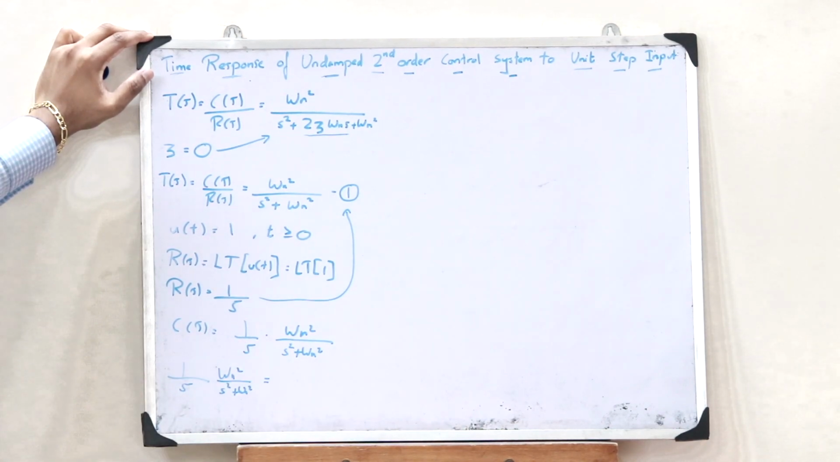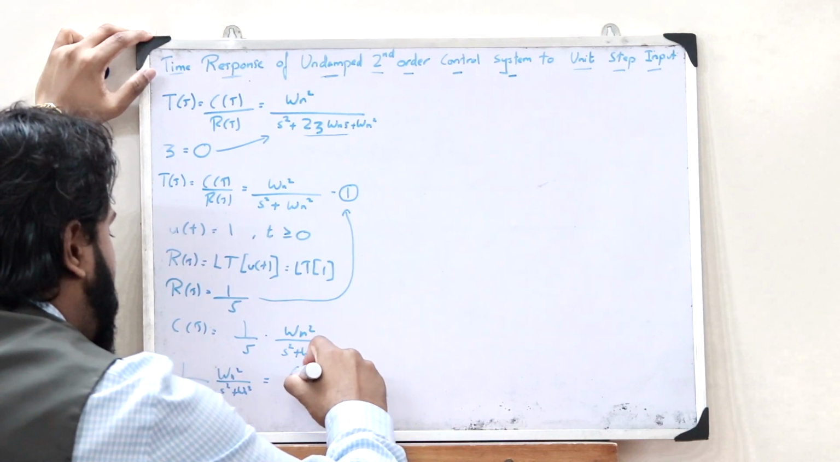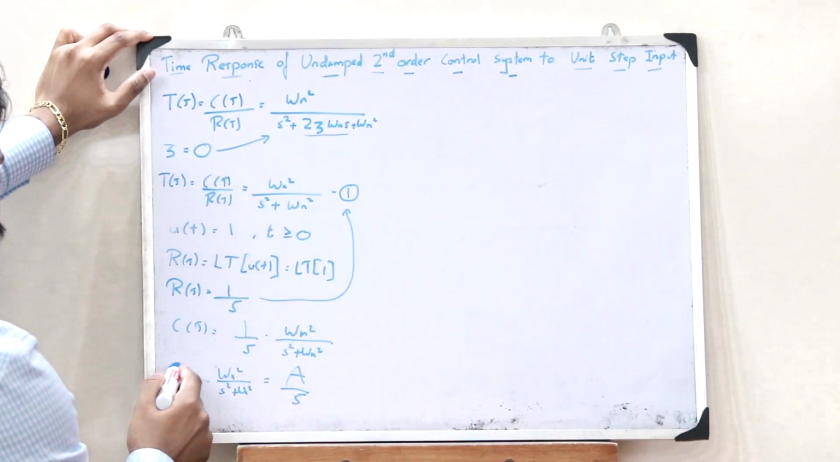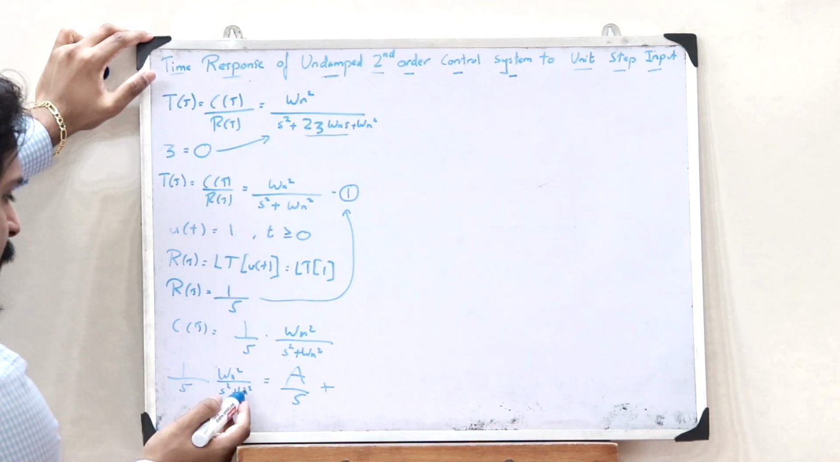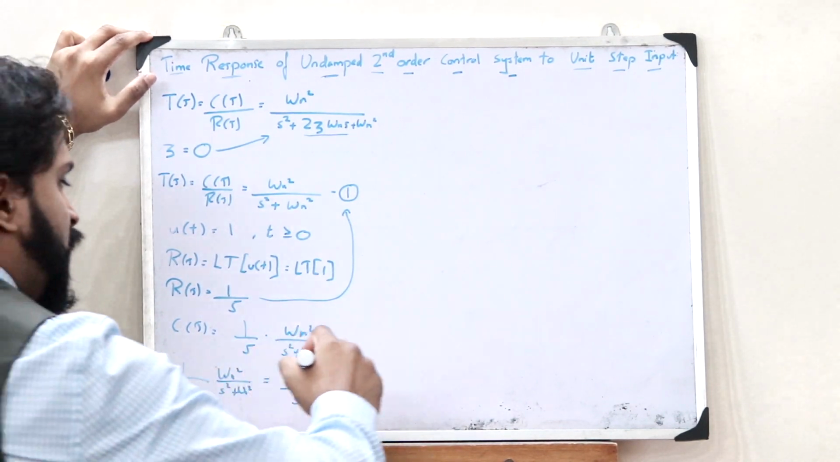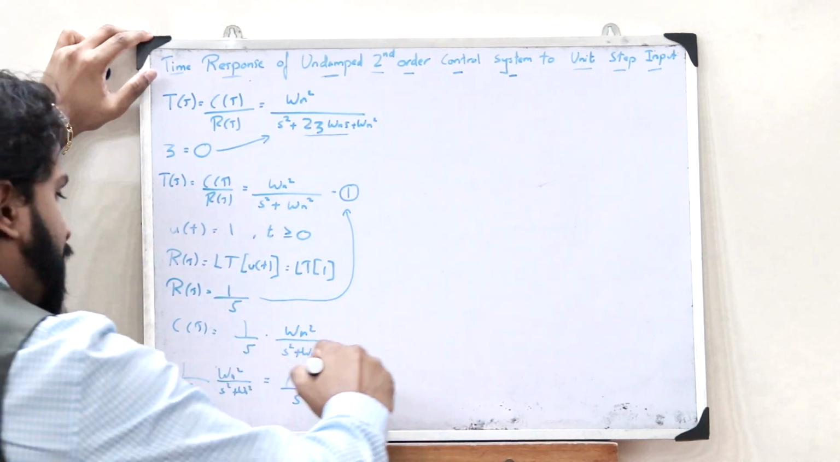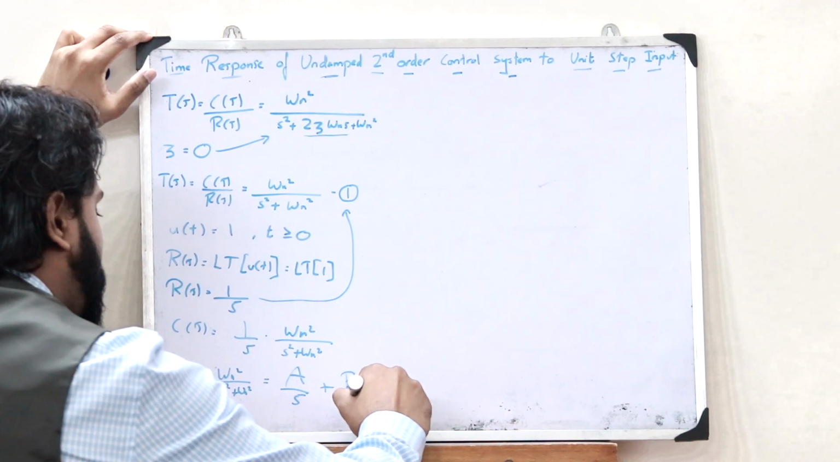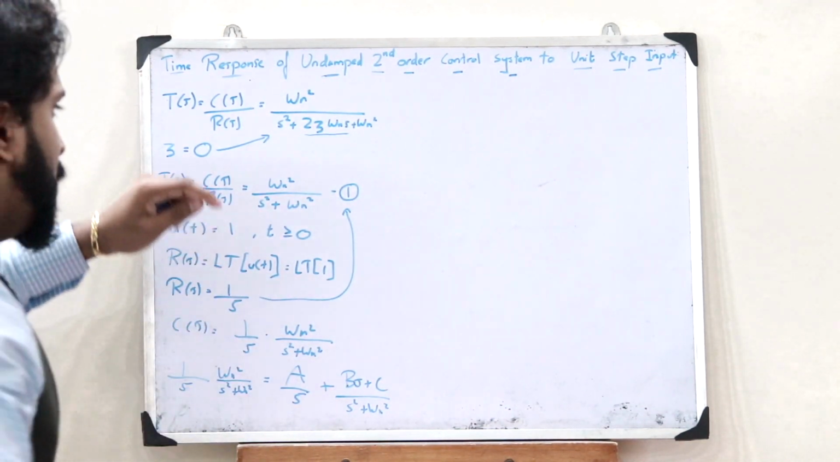here by using the principle of partial fractions, first this would become A by S for this term plus, here because we have S squared plus omega_n squared, the numerator must be written as BS plus C divided by S squared plus omega_n squared. So now let us take the LCM over here.